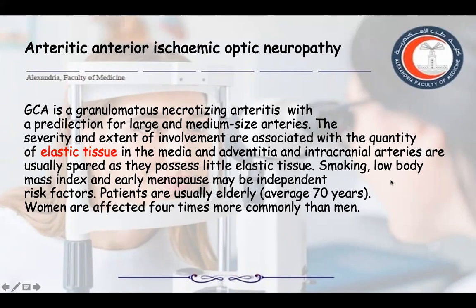Smoking, low body mass index, and early menopause are independent risk factors. Patients are usually elderly. It's extremely rare before the age of 50. GCA is a disease of the elderly, above the age of 60, around 70. And here, women are affected 4 times more commonly than men. So we have the demyelinating disease, or MS, in which the female to male ratio is 2:1. And here with GCA, we have a female to male ratio of 4:1.